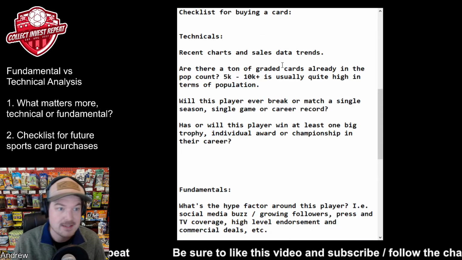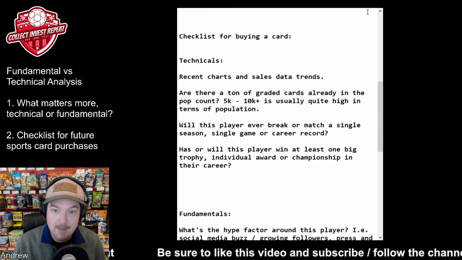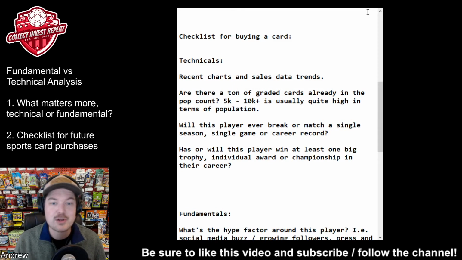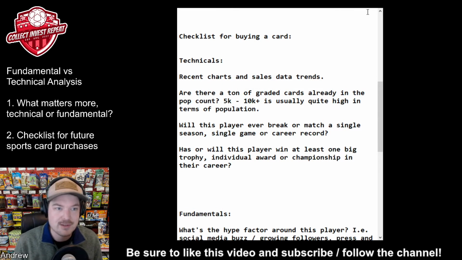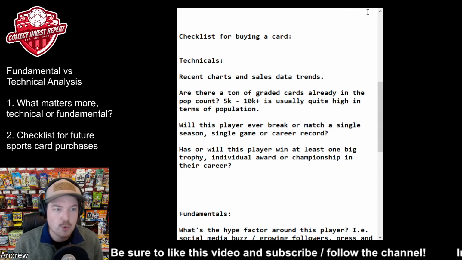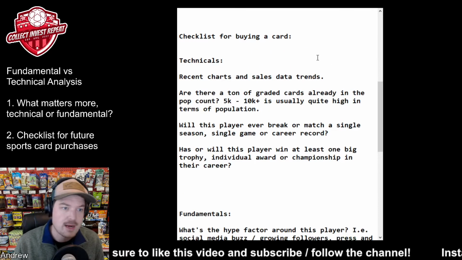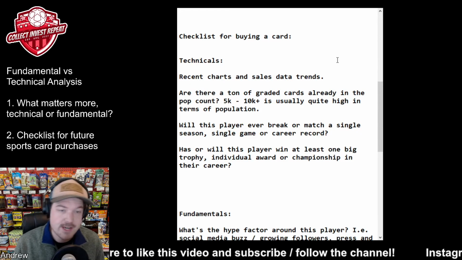But hopefully this gives you guys some ideas of what to do when you're thinking about buying a card, and maybe it'll steer you clear of a bad buy, or maybe it'll push you into the right buy if you're a little unsure. So technicals wise, recent charts and sales data trends.